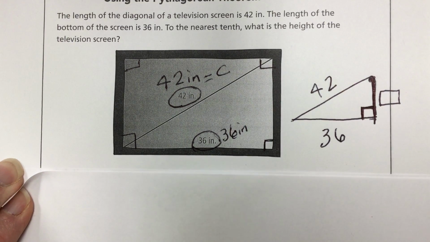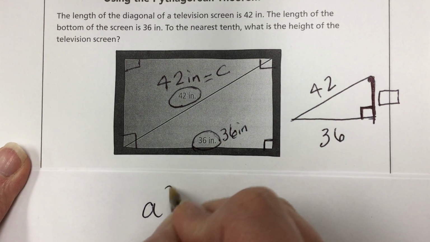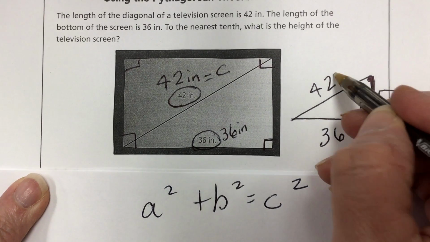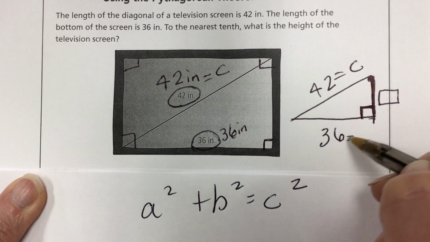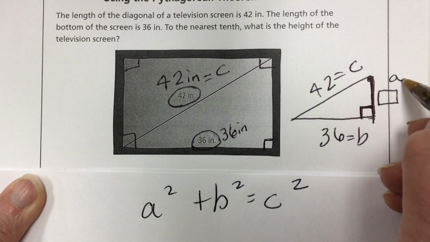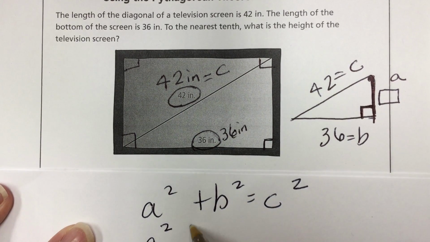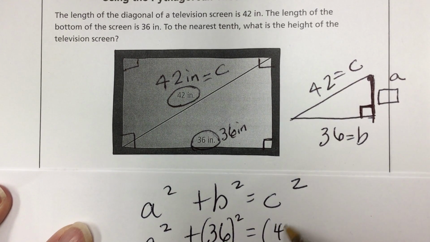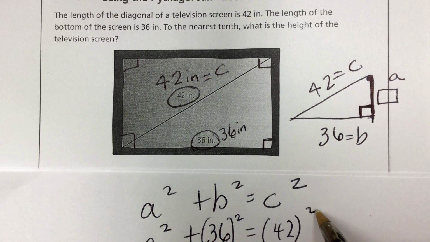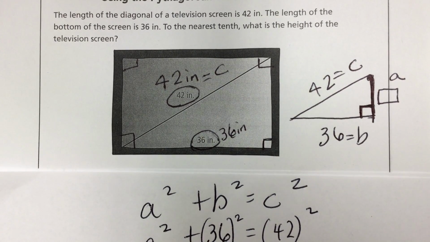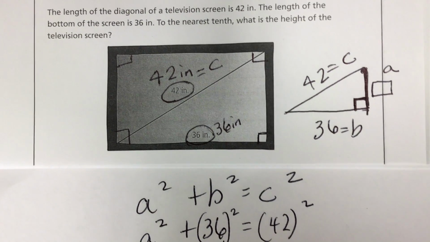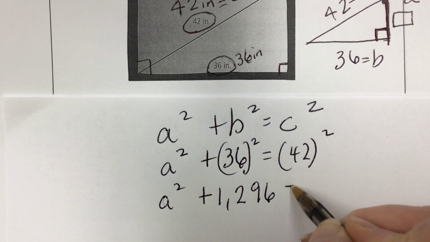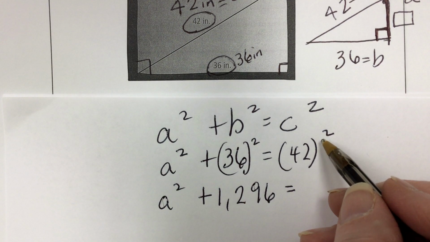We're looking for a leg. So I have a squared plus b squared equals c squared. All right, c is 42. I'm going to let b equal 36, and I'm going to search for a. So I have a squared plus 36 squared equals 42 squared. So I have a squared plus 36 times 36, which gives you 1,296, equals 42 squared.